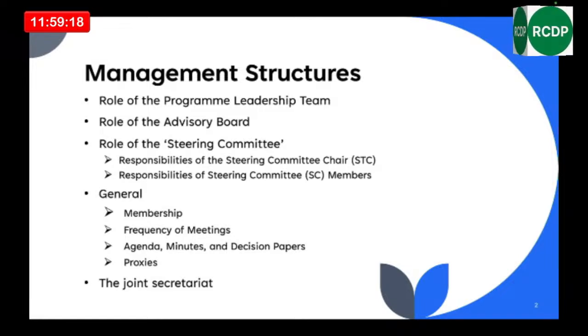We have the role of the program leadership team, the role of the advisory board, the role of the steering committee, as well as definitions of what it means to be a member, the frequency of meetings that are to be expected, and the agenda, minutes, and decision papers that need to be circulated prior to meetings, and the aspect of proxies who can attend on behalf of steering committee members is also defined in this TOR.